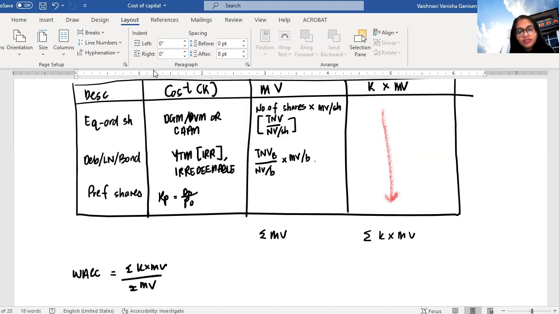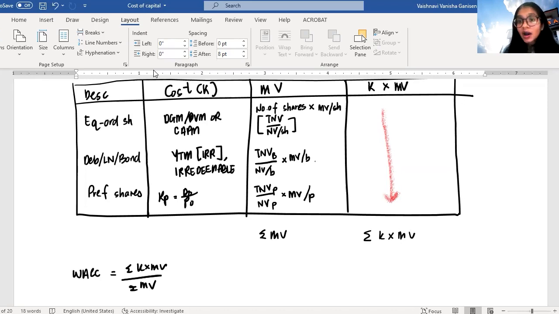And here, for the cost of preference shares, total nominal value for your preference shares divided by nominal value for your preference shares multiplied by market value per preference shares. So guys, no need to memorize. You just need to understand the concept.